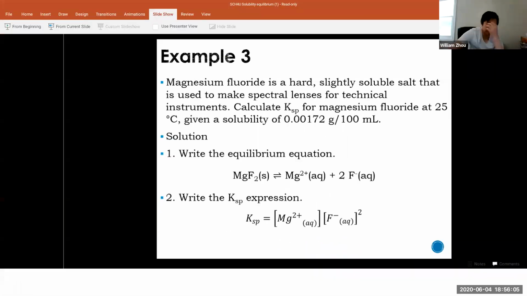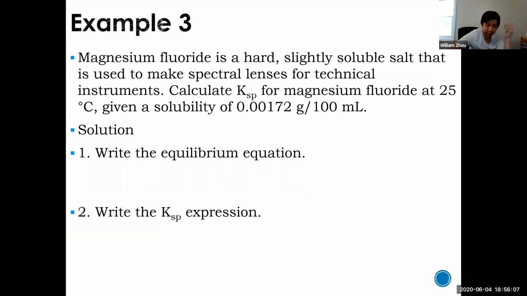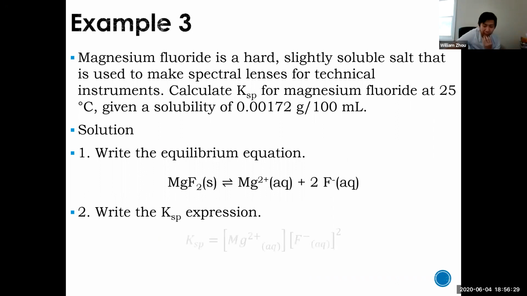All right, so for example 3, same thing. You have to eventually get to the Ksp expression, meaning that you have to find the balanced equation. So magnesium fluoride, MgF2, you have to know that magnesium fluoride is MgF2. I won't give you that information because it's too simple, grade 10 naming. And then that will dissociate into Mg2+ and 2F-. So Ksp will be [Mg2+] times [F-] squared. Problem, I need concentrations of these two ions in moles per liter.